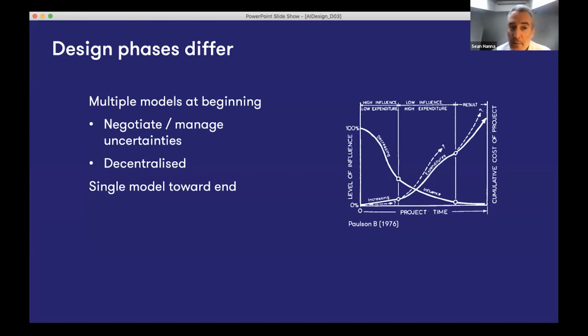Perhaps it is the case that we've got multiple models toward the beginning of the project, particularly when that uncertainty is high. In this case, we have to negotiate and manage those uncertainties. We have to be more decentralized at the start. And then over the course of the project, as that uncertainty declines, we move toward a single model toward the end of the project.